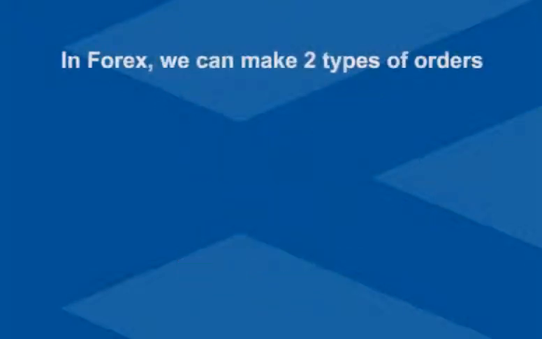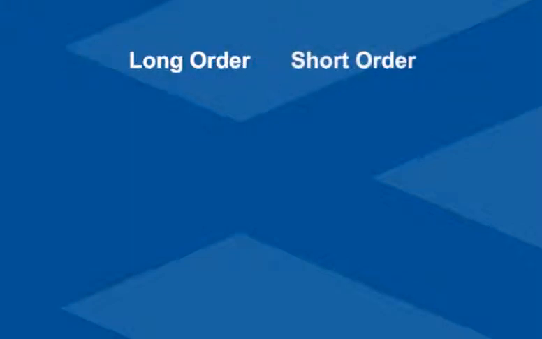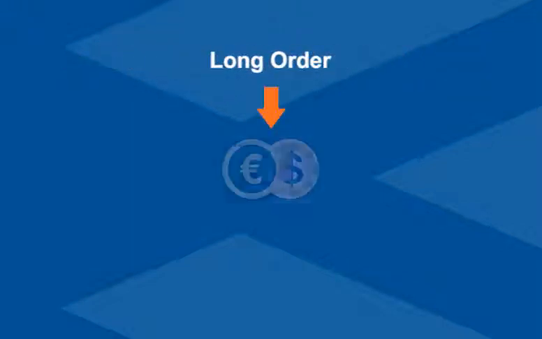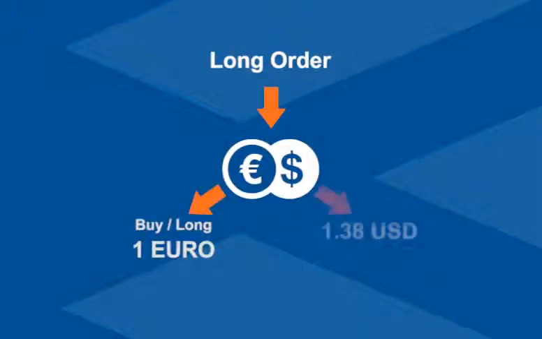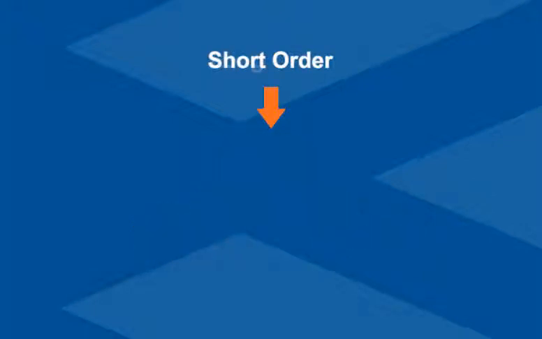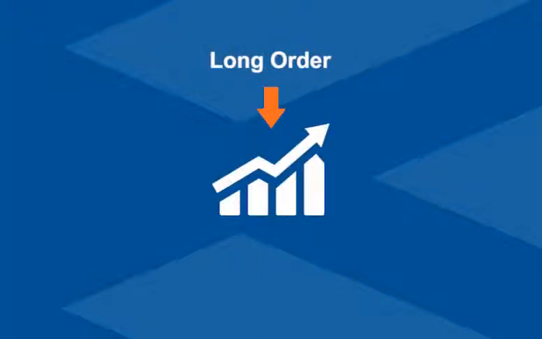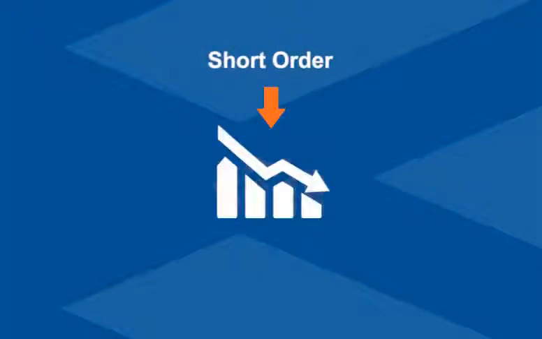In Forex, we can make two types of orders, the long order and the short order. For example, when we buy a long 1 unit of Euro USD, we are buying 1 euro at 1.38 USD. Likewise, when we sell a short 1 unit of the Euro USD, we are selling 1 euro to receive 1.38 USD. This means that we can gain from the market going up as well as the market going down.